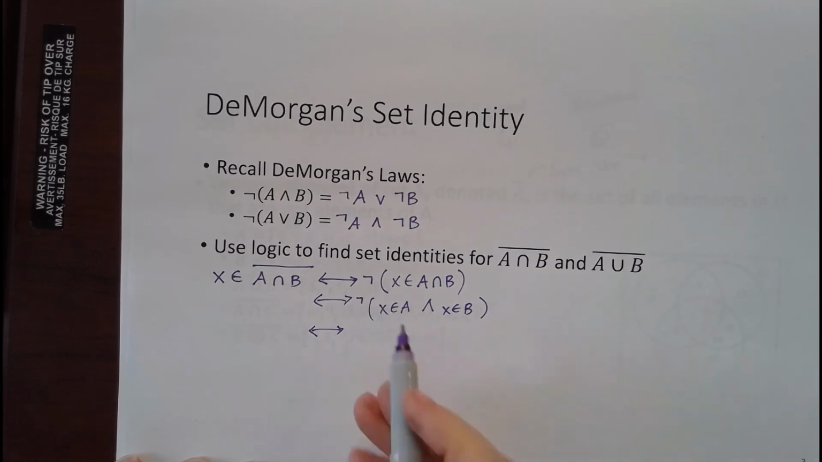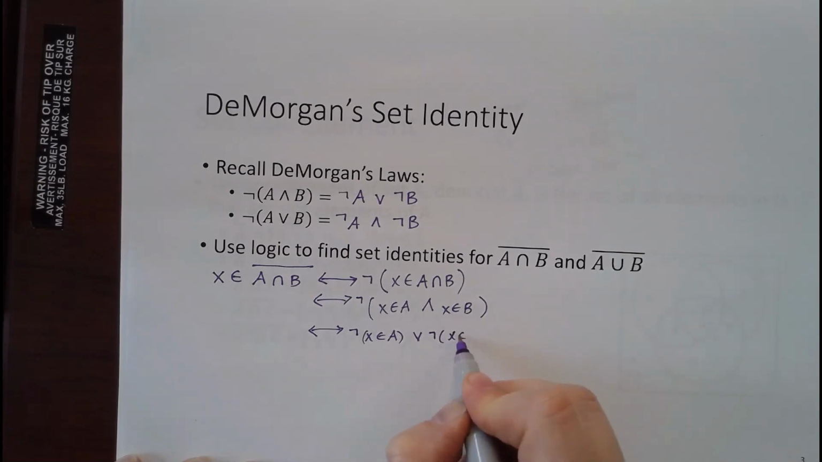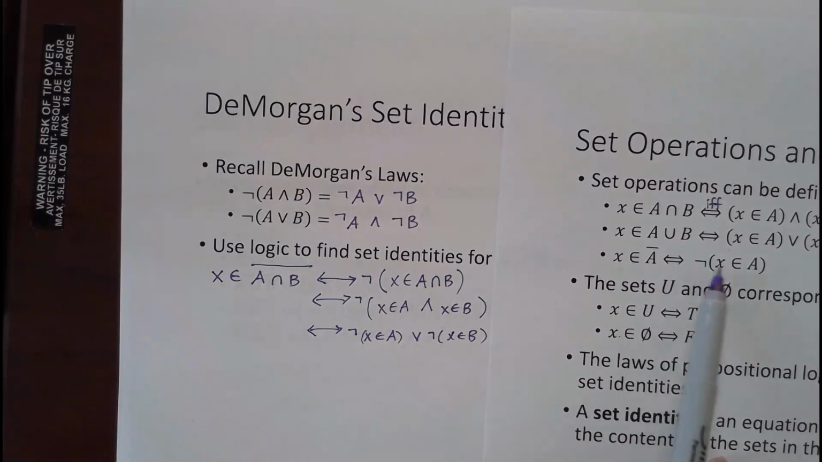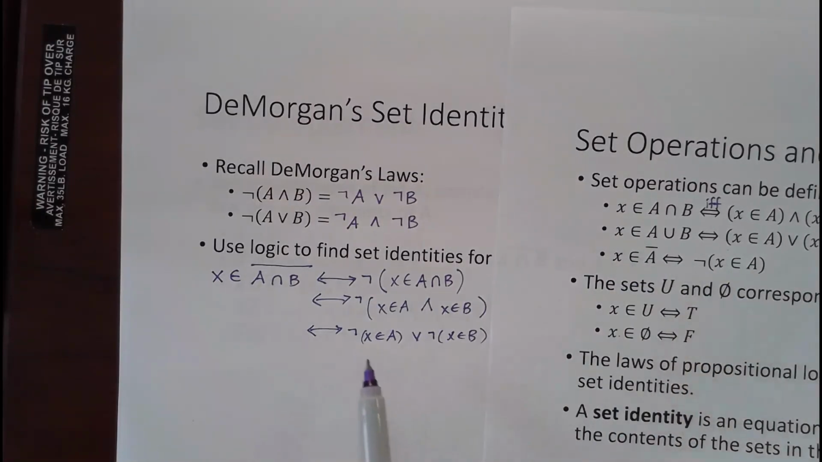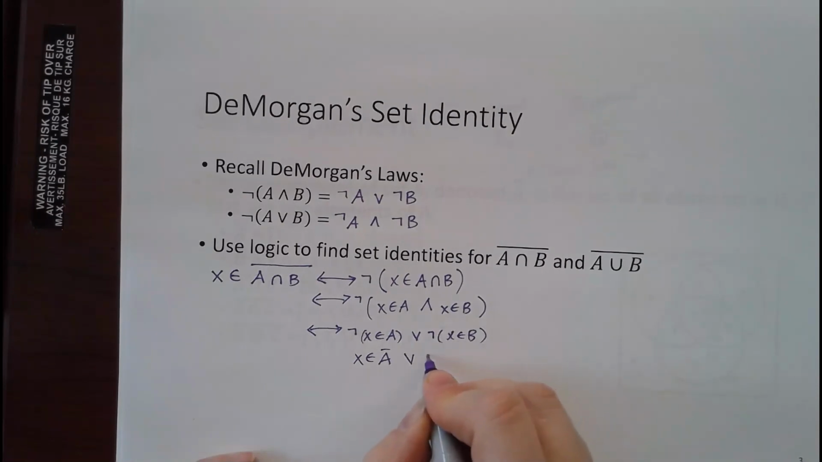So not the first thing, so not X is in A. And then we change the and into an or. And then we do not the second thing. Now if we go back and look at our little definitions here, this not X is in A is exactly the same thing as X is in A bar. So I can replace this with X being in the complement of A, and I can replace this one with X being in the complement of B.